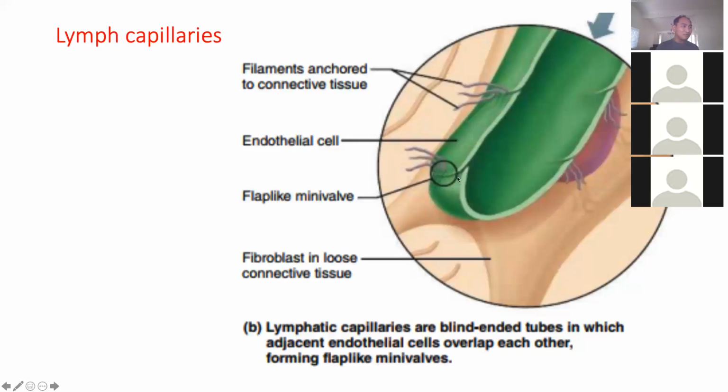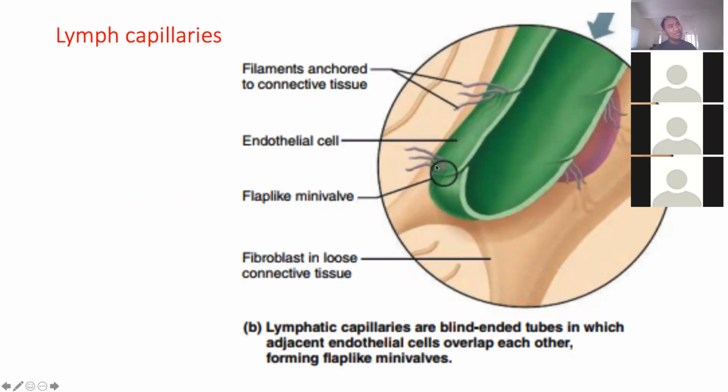So this simple squamous epithelium, which is called endothelial cell, is like a roof, just flapping on each other. Look at that. It is flapping like a mini valve. Oh, look at that. This one is lying on top of another, like our roof. And they are connected to the surrounding connective tissue via the filaments. Look at these little filaments. They come and attach to the little flaps of endothelial cell.